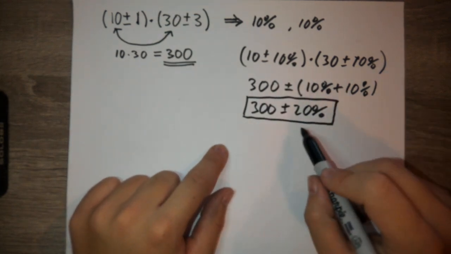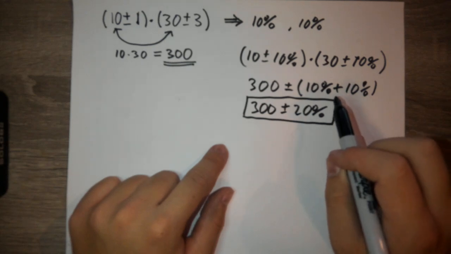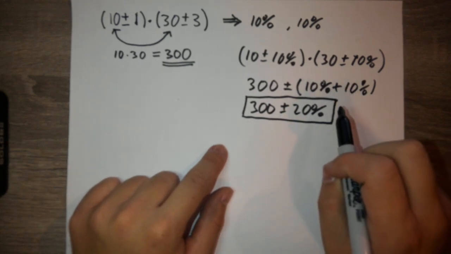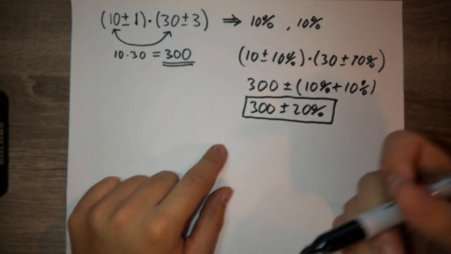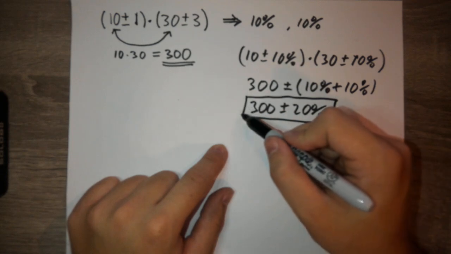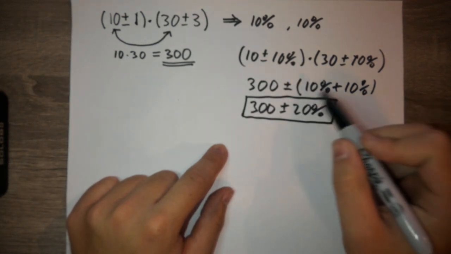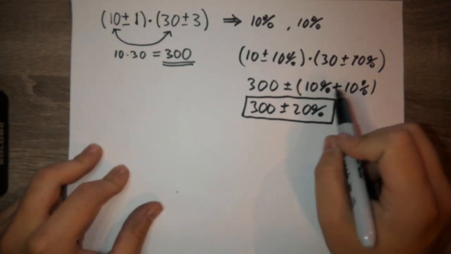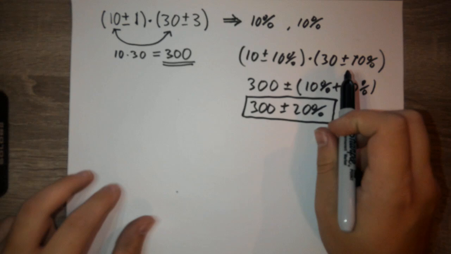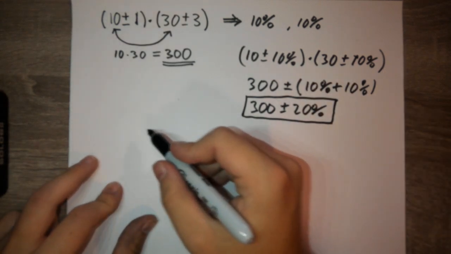Now you may be wondering why we have to do it this way, and in the next video I will go over the derivation of the multiplication and division formulas that tell us why we need these in their relative uncertainty forms. But let's do a division example now.